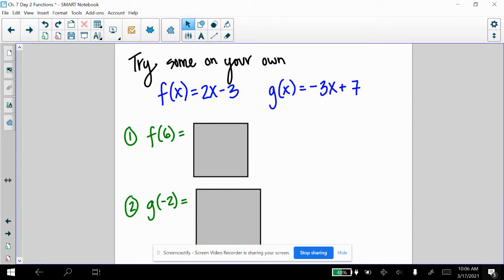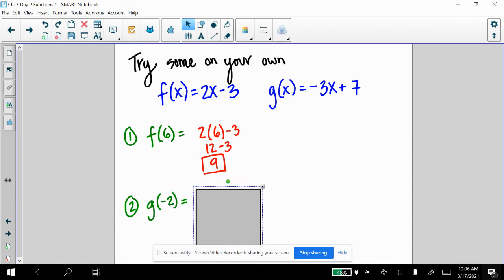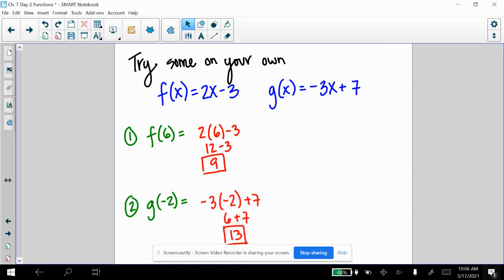Okay, you're back. So hopefully when you did f of 6, you plugged in 6 for x, and you got 12 minus 3, which is going to get you to 9. And when you did g of negative 2, that means you're replacing that negative 2 into x. So you're getting 3 times negative 2 plus 7, which should have gotten you a value of 13.